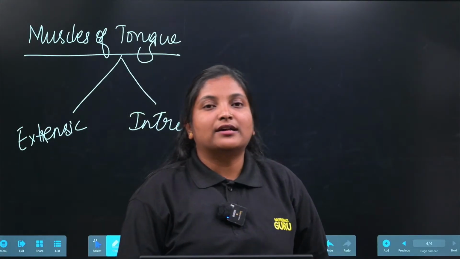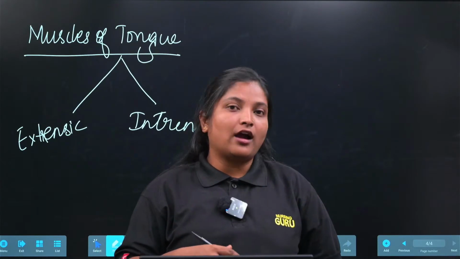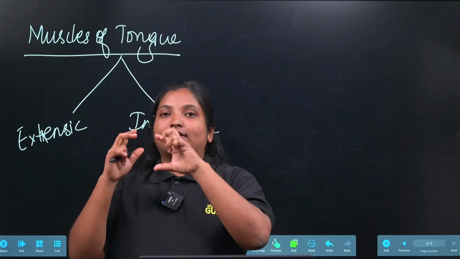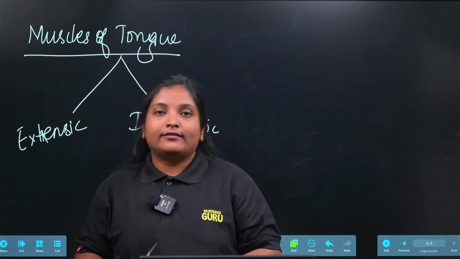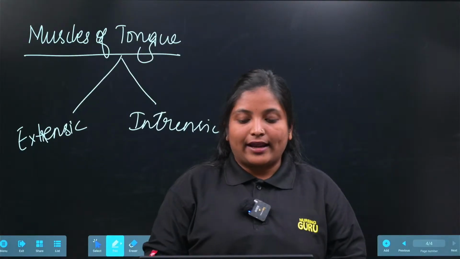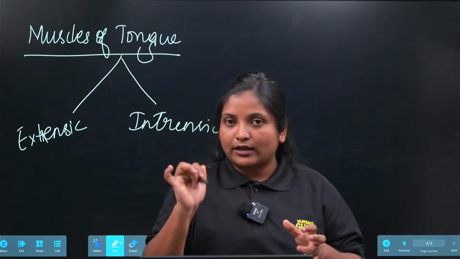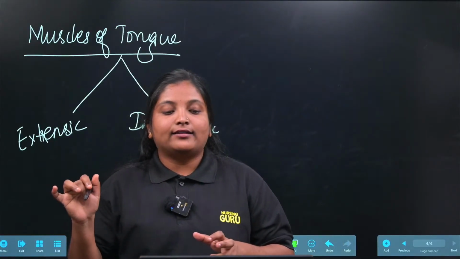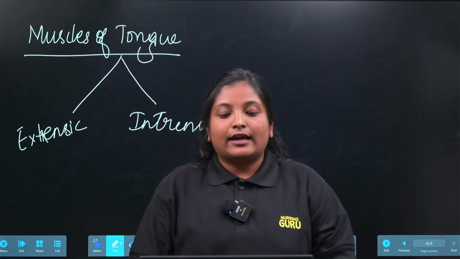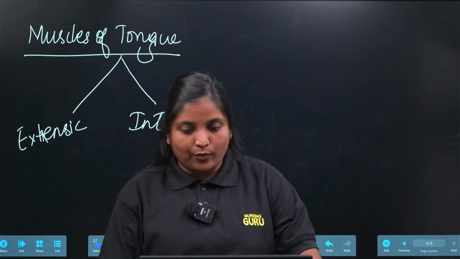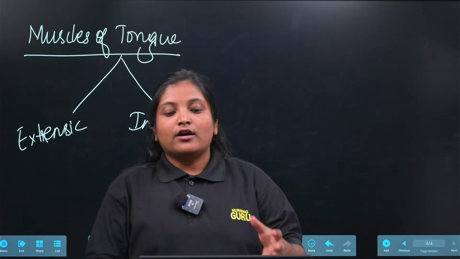The intrinsic muscles are within the tongue and have no attachment outside of the tongue. Whereas extrinsic muscles take origin from outside of the tongue and enter the tongue. Intrinsic muscles change the shape of the tongue, whereas extrinsic muscles move the tongue.